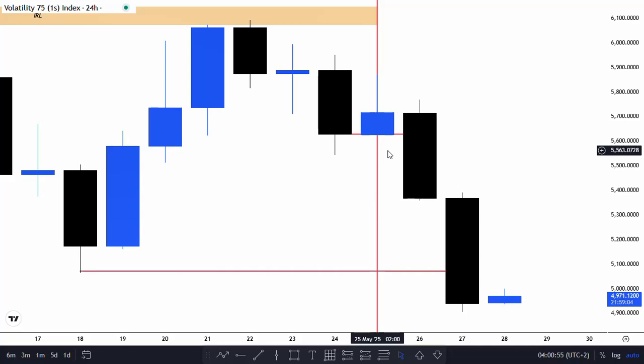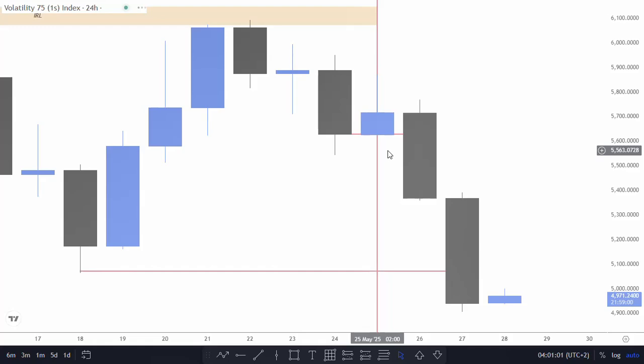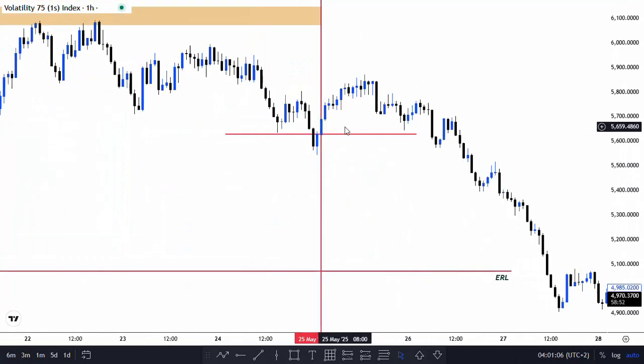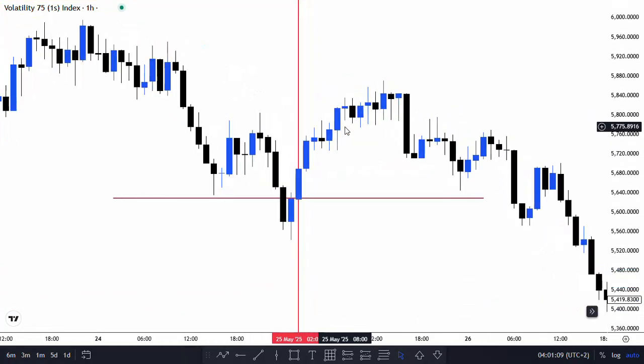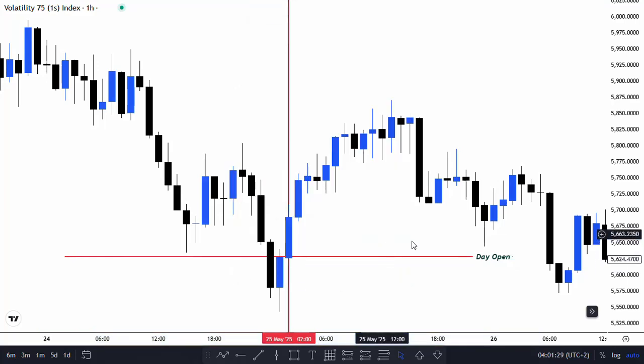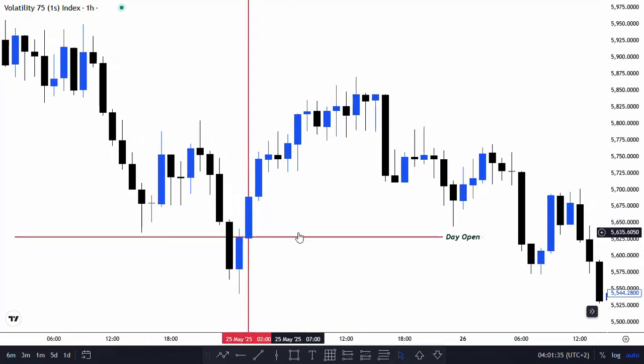I'll start with a 1 hour chart. On the 1 hour chart, when we go to the opening on the 25th right here, that was the day open. All right, so the only thing that you need is for price to trade above the day open.